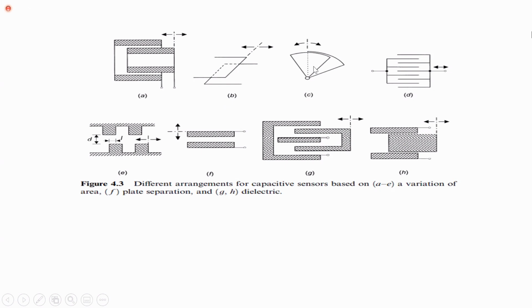In figure C, we have sector type conducting plates. And in figure D, we have multiple plates. Half of the plates are fixed and the remaining plates are moving. And in figure F, one plate, or one conductor, is fixed. Another conductor is moving top and bottom. So the distance is varying. Like that, we can construct capacitors in different patterns depending on the application.